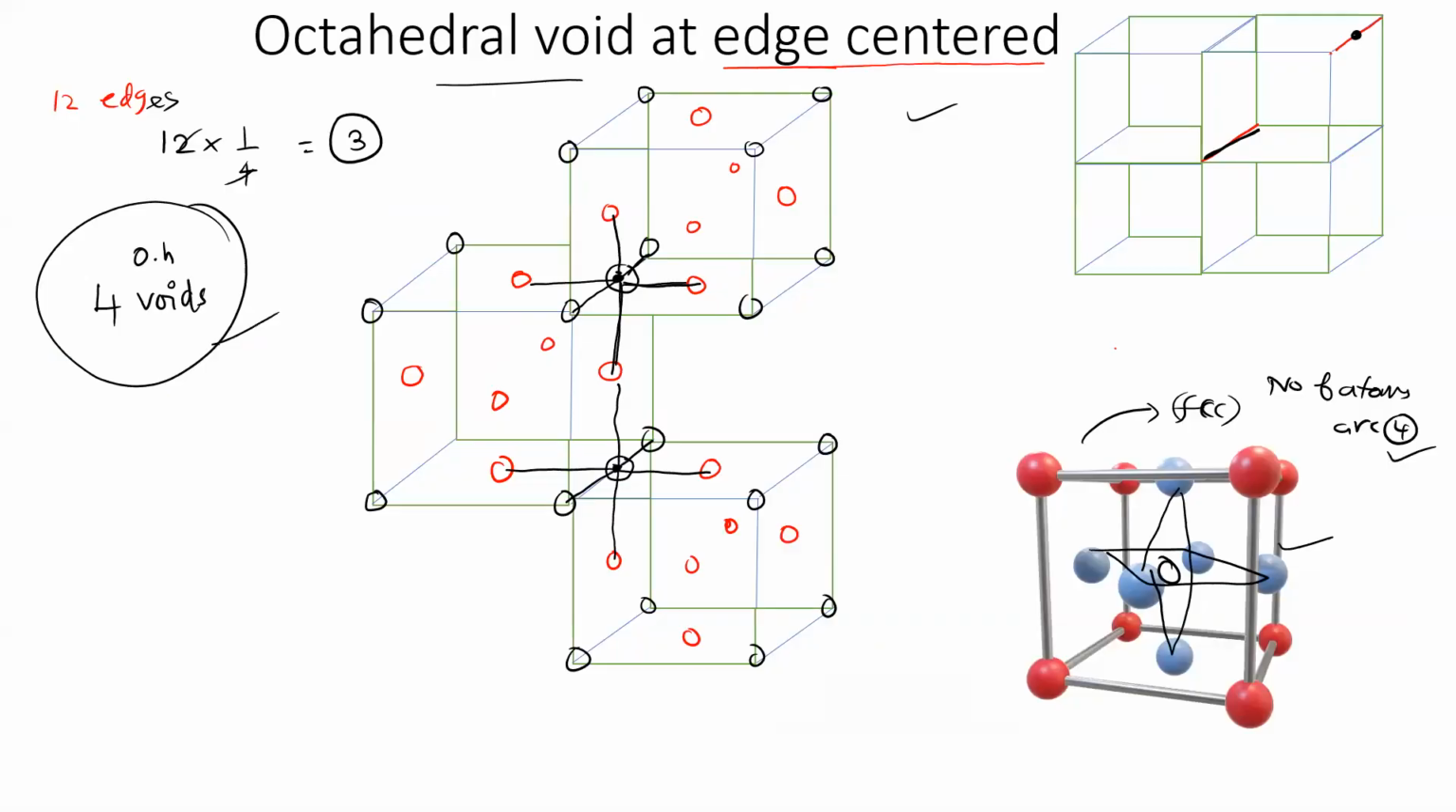So 3 edge-centered voids are present per unit cell, and then one extra is there due to body centered atoms, because it's FCC. Because of the body centered atoms we have one void, and through the edge centered we have 3 voids. Totally we have 4 voids. So for 4 atoms, there are 4 octahedral voids.